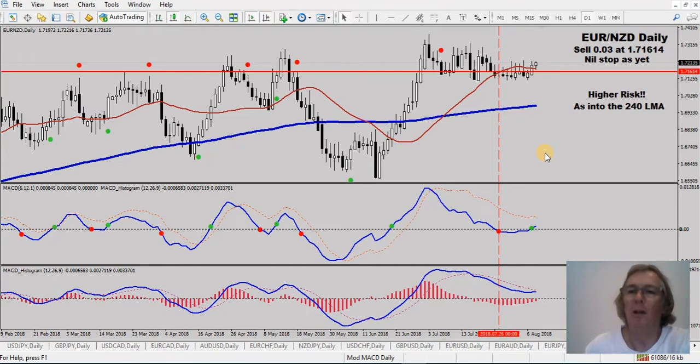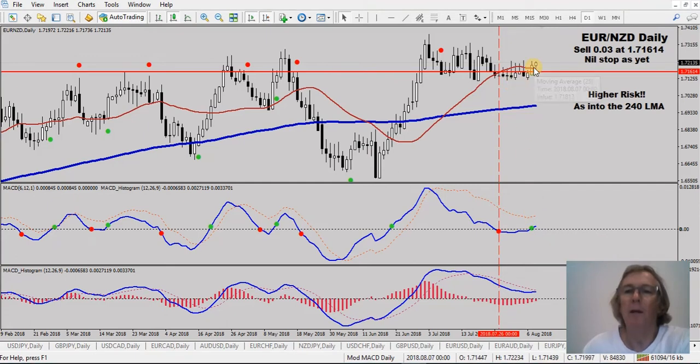New Zealand dollar, Euro NZ. I was in a sell here. I've got a confirmed cross on the fast MACD this morning. I've closed that sell trade out for a loss. Wasn't a huge one, I think, only about 60 pips or so, which is not much on this pair. There's not enough criteria to take the buy trades yet, even though we've got a fast MACD cross.